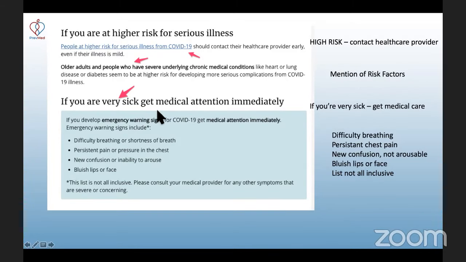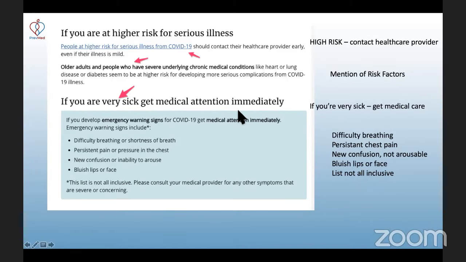If you're sick and get medical attention, go get medical attention immediately. Well, if you're very sick, get medical care. Then they list the things like difficulty breathing, persistent chest pain, new confusion, not arousable, bluish lips or face, and other things. And it's like, go get care. Don't pass go, don't get testing, go get care.